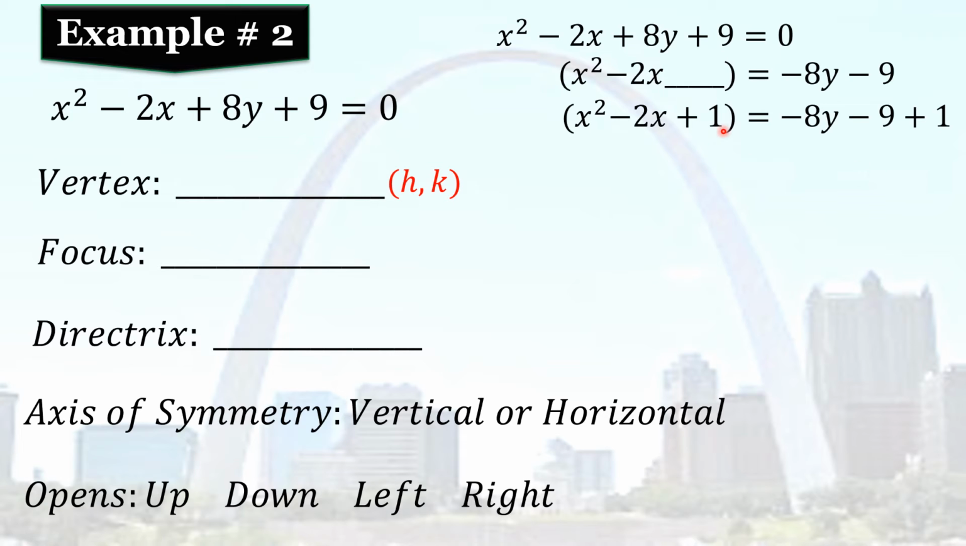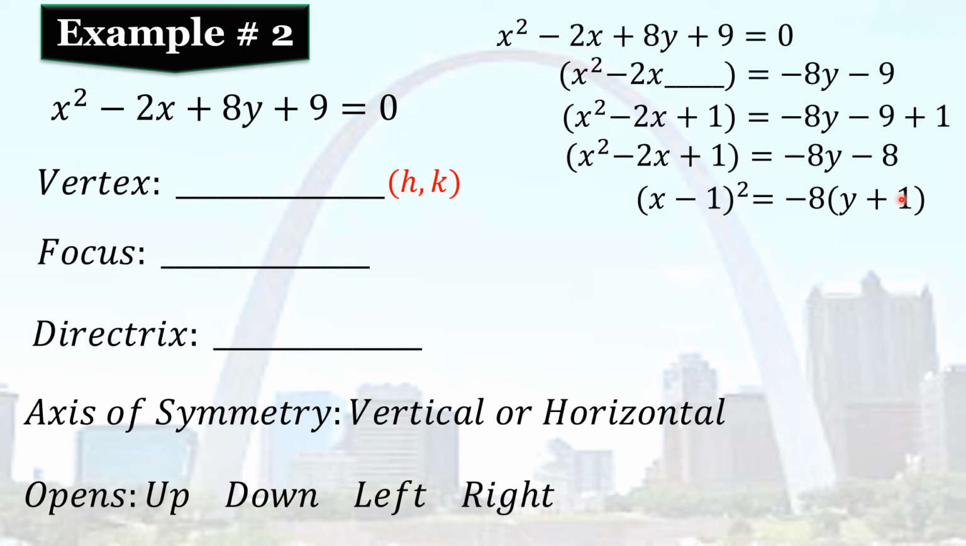Whatever we add in here, we are going to add at the right side of the equation. And then we are going to simplify the right side of the equation. And then we are going to rewrite this one into (x minus 1) squared, as well as this one into negative 8 times (y plus 1). It's a matter of factoring here, okay?